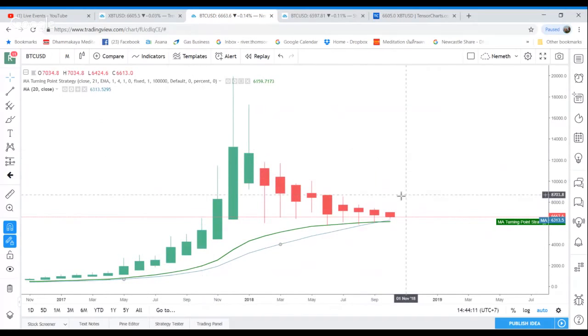And we can see that we've had a cross on this, and that 6313.5 is the monthly Bollinger Band midline. So any close below 6,300 is extremely bearish.